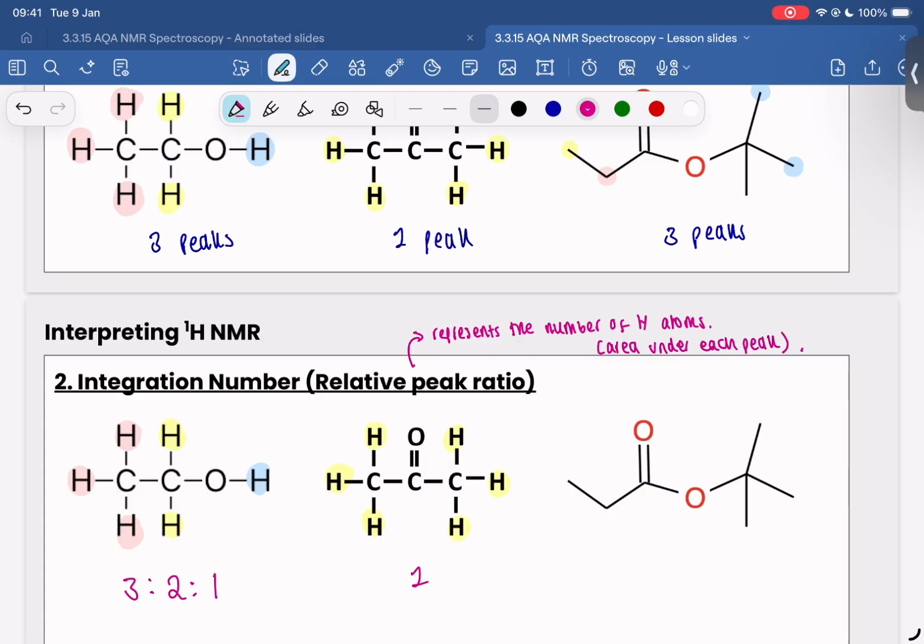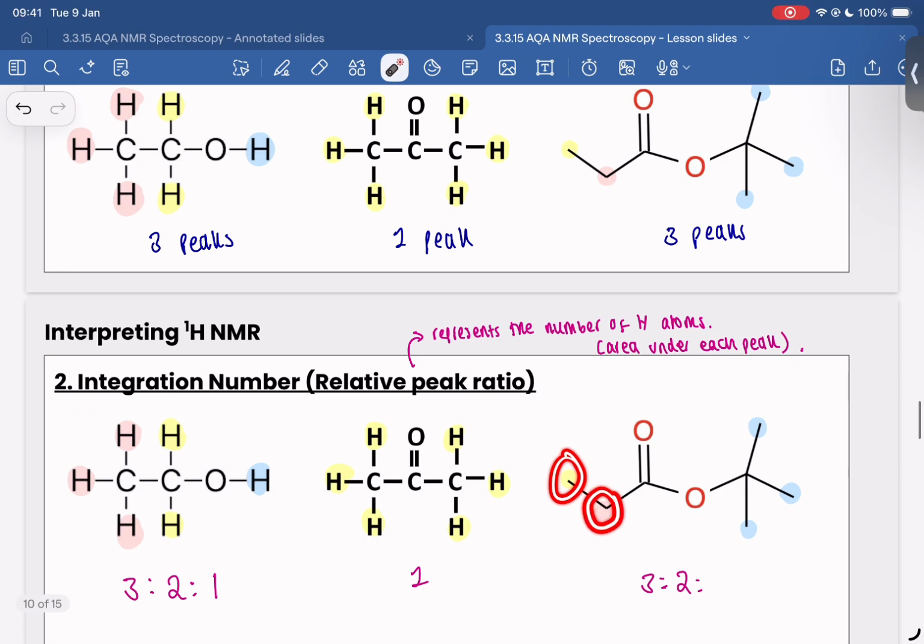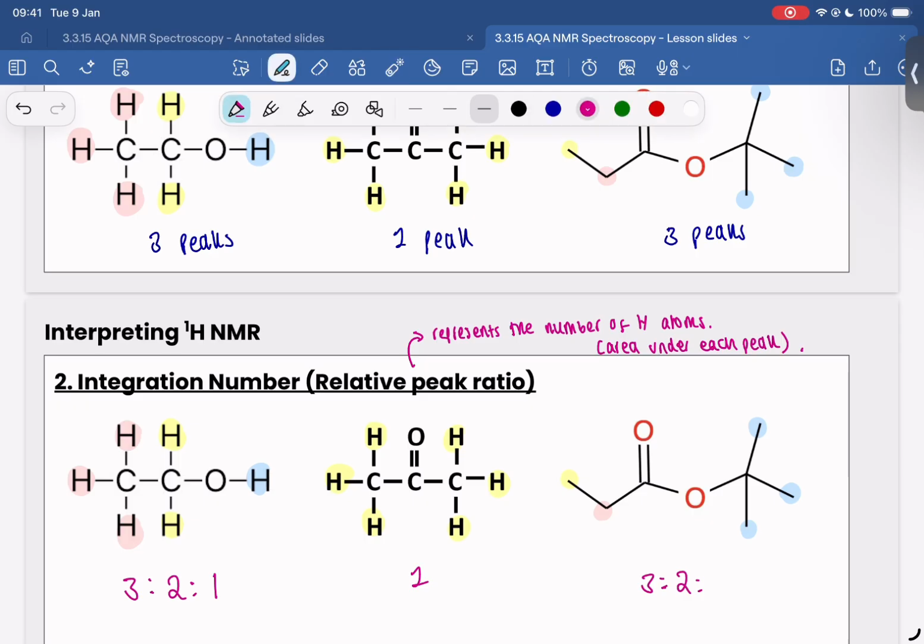And then, for the final one on the right, if I quickly highlight these again, this one is going to be a 3 to 2, because this is a CH3. The yellow is a CH3. This is a CH2 group. And this one is CH3, CH3, CH3. So how many hydrogen atoms is that? That's 3 times 3, which is 9. So that's going to be a 3 to 2 to 9 ratio. I hope that all makes sense.